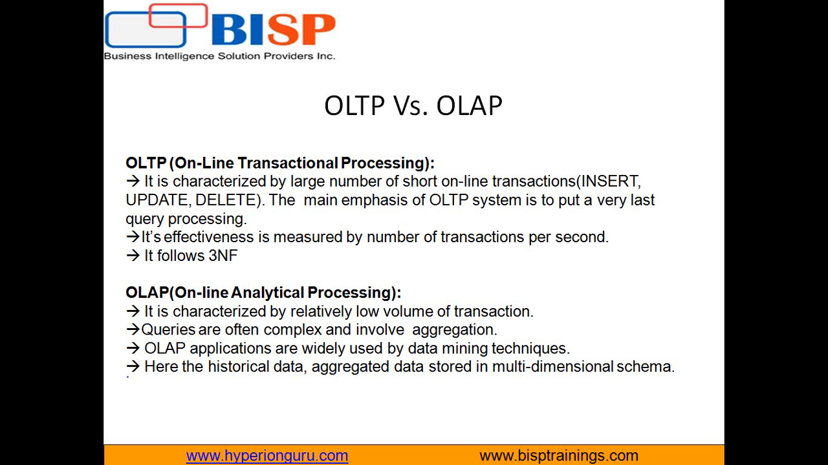Now, here, the effectiveness of an OLTP system is measured by the number of transactions per second. Obviously, you want the system to run faster. When you fire a query, it should give you the result instantly. So that's why OLTP systems are for the front system. That means when you are running a shop, when you are running a specific UI, all that information needs an OLTP system. Now, an OLTP system follows third normal form.